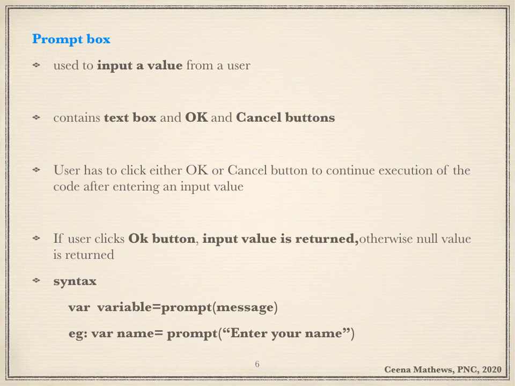The next one, the prompt box, is used to input a value from a user. It contains a text box where the user enters the value, and also it contains two buttons, OK and cancel. If the user clicks OK, it will return the input value. Otherwise, if you press the cancel button, it will return the null value. The user has to click either OK or cancel to continue the execution of the code after entering the input value.